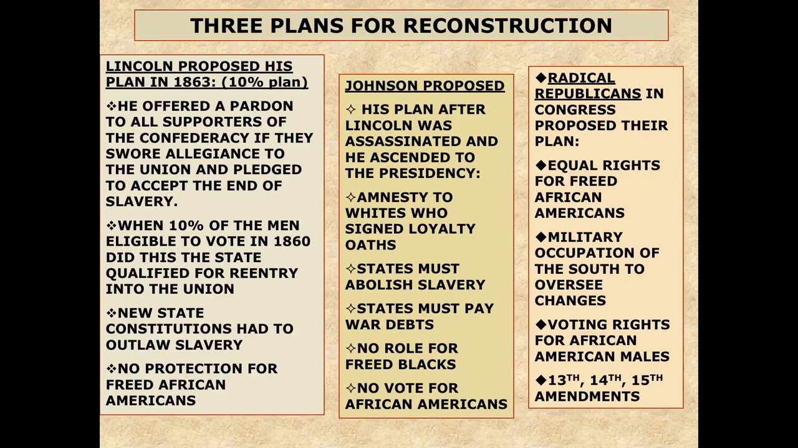He wants to offer a pardon to all supporters of the Confederacy if they swear their allegiance to the Union and pledge to end slavery. When 10% of the voting men do that in each state, they're free to come back into the Union. But they also have to adopt a new constitution, which says no more slavery. And that's it. There's no added protection for the freedmen, just nothing. It's just, hey, our bad. Okay, we promised not to have slavery. Here it is, it's written in our constitution. Good to go. Dude, this is a freaking lenient plan.